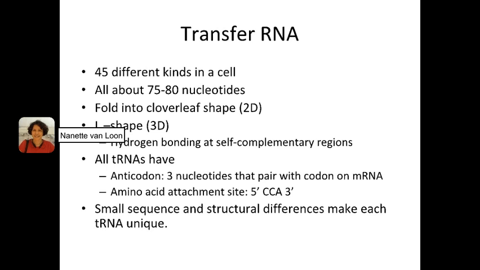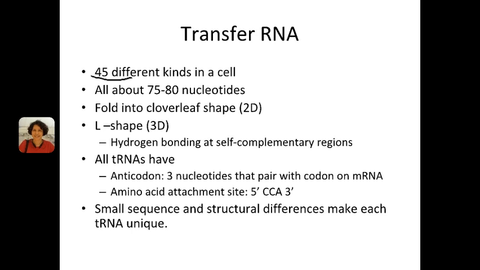The next few slides are dedicated to transfer RNA. Remember, transfer RNA is the molecule that is going to form the connection between the message on the messenger RNA codons and the amino acids that are going to form part of the protein. Each transfer RNA brings one amino acid to the ribosome.